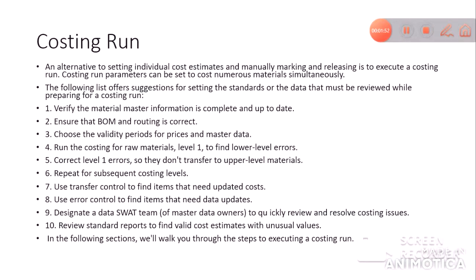Ensure that BOM and routing are correct. Choose the validity periods for prices and master data. Run the costing for raw materials, level 1, to find lower level errors. Correct level 1 errors so they don't transfer to upper level materials. Repeat for subsequent costing levels. Use transfer control to find all items that need updated costs. Use error control to find items that need data updates.